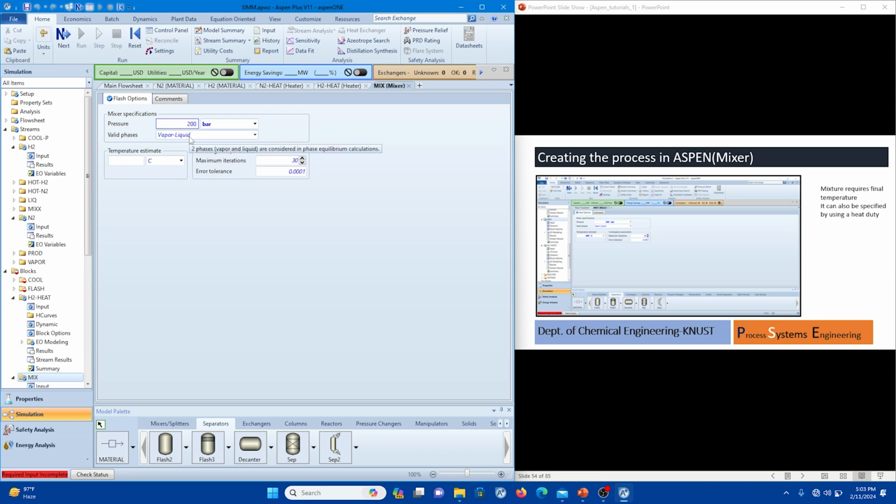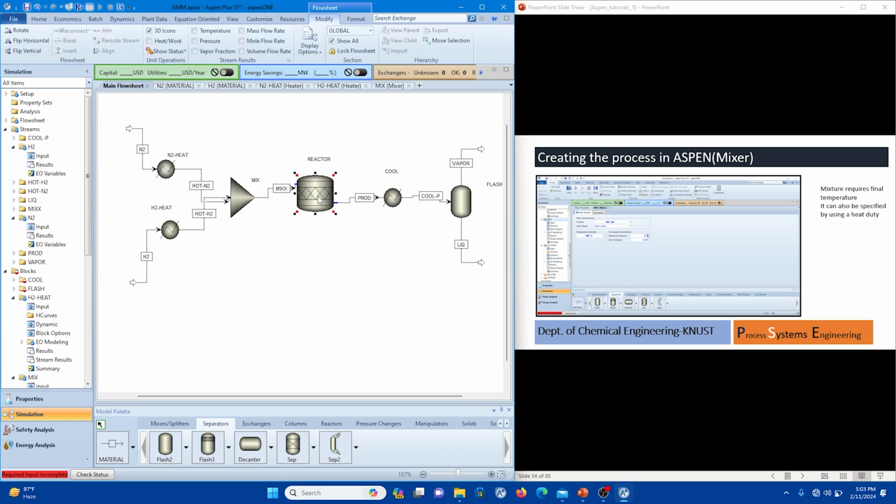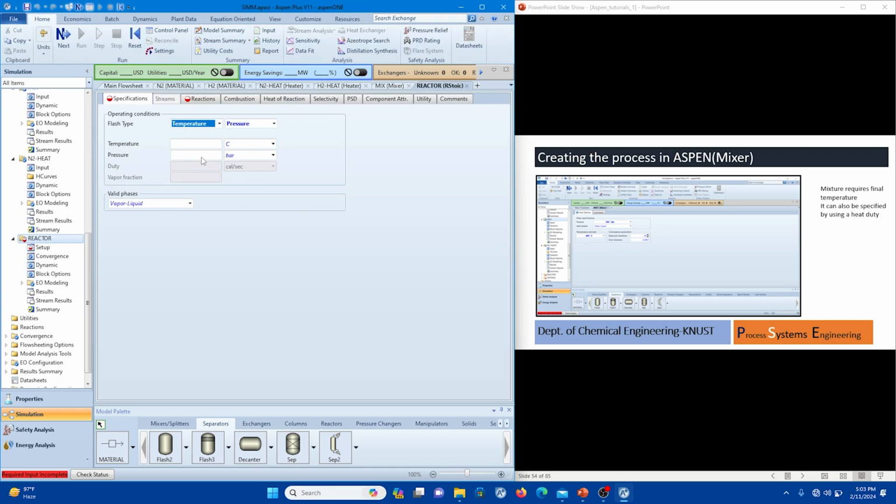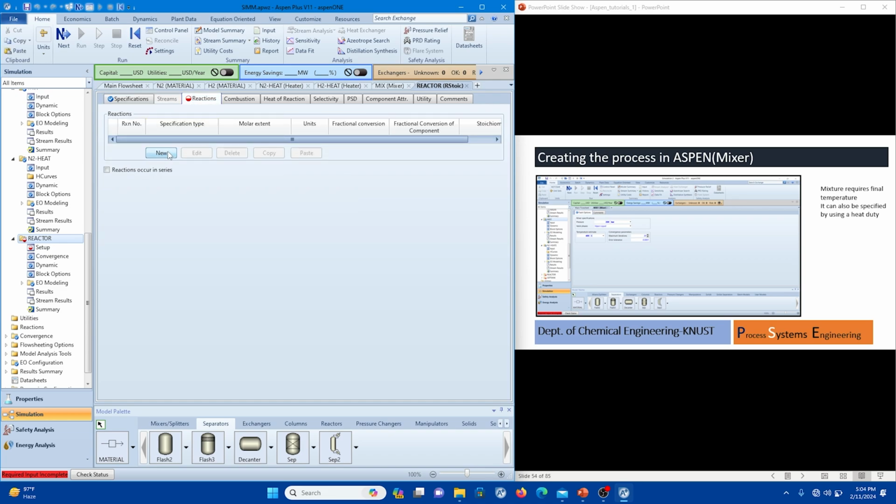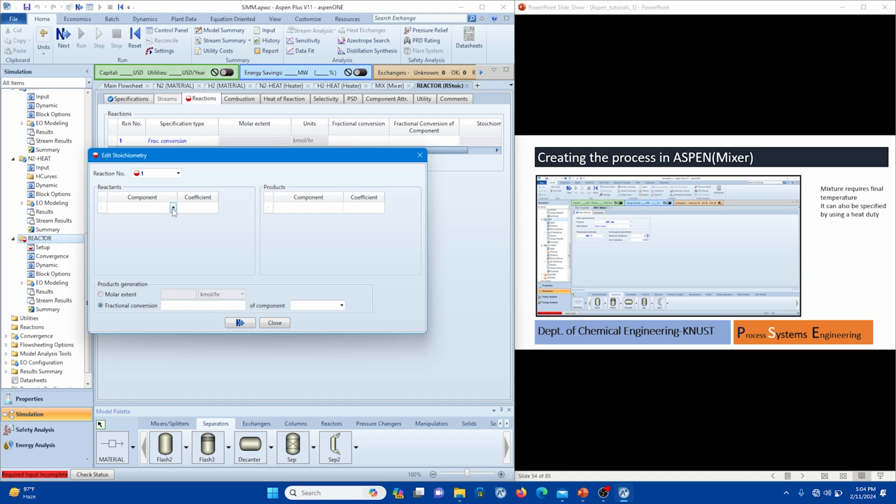Our mixer is also operating at the same pressure. The outlet temperature is the same. And the reactor, same conditions. So we specify the operating conditions, and then we now have to add our reaction to the reactor.